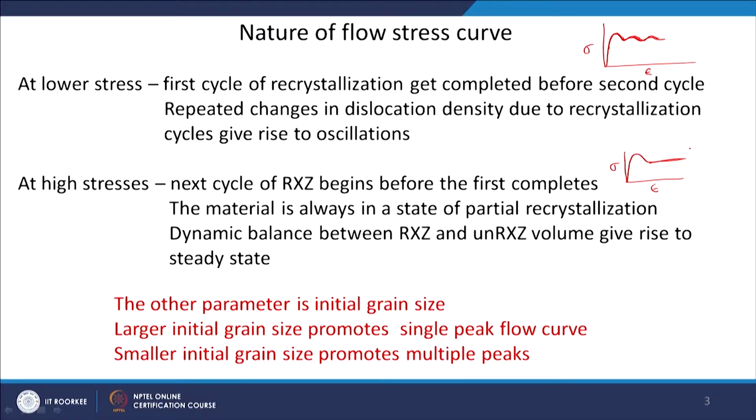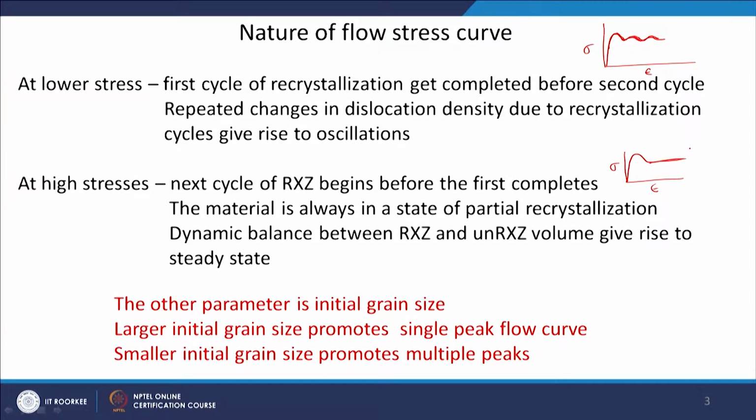At lower stresses this will happen, that means at lower strain rate and higher temperatures, where you have sufficient amount of time to build up the dislocations. At higher stresses, that means higher strain rate and lower temperatures, you will have this one single broad peak, and some recrystallization must be happening continuously at some part of the material. The other parameter is initial grain size. Larger initial grain size promotes a single peak flow curve, and smaller initial grain size promotes multiple peaks.